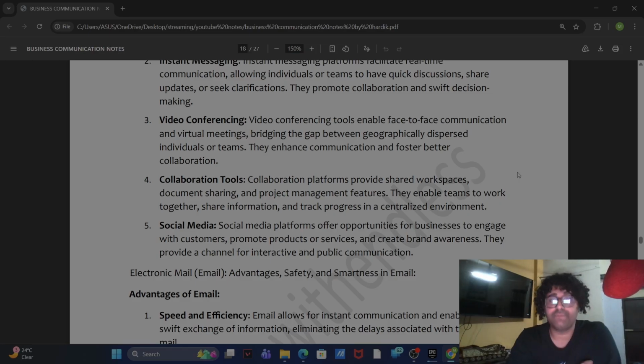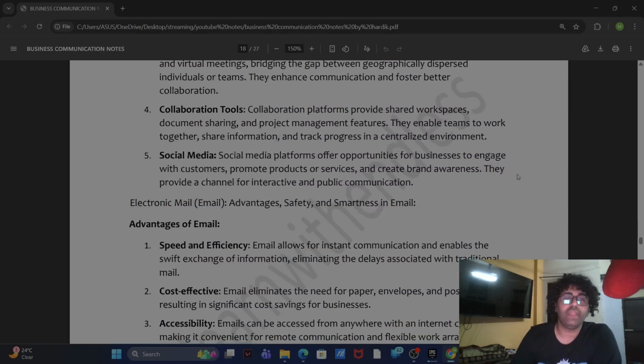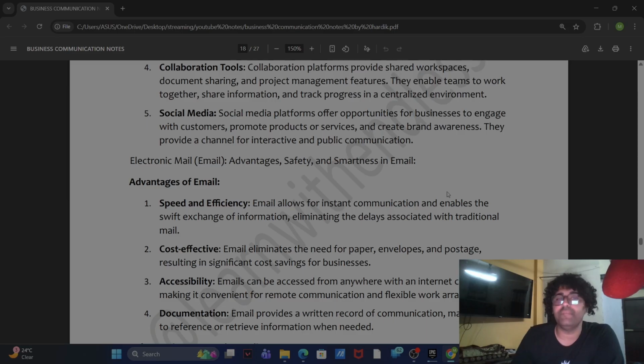Collaboration platforms provide shared workspaces, document sharing, and project management features. They enable teams to work together, share information, and track progress in a centralized environment. Social media. Social media platforms offer opportunities for businesses to engage with customers, promote products or services, and create brand awareness. They provide a channel for interactive and public communication.